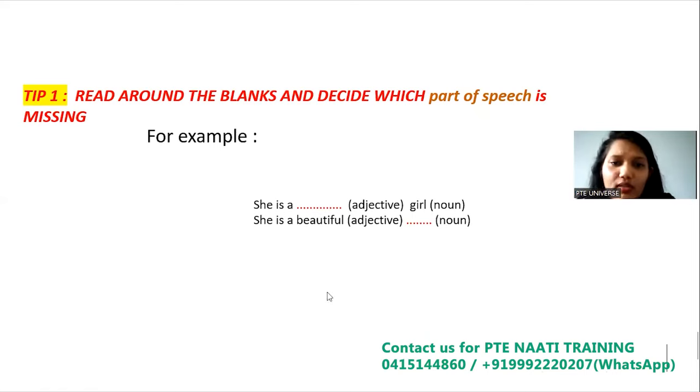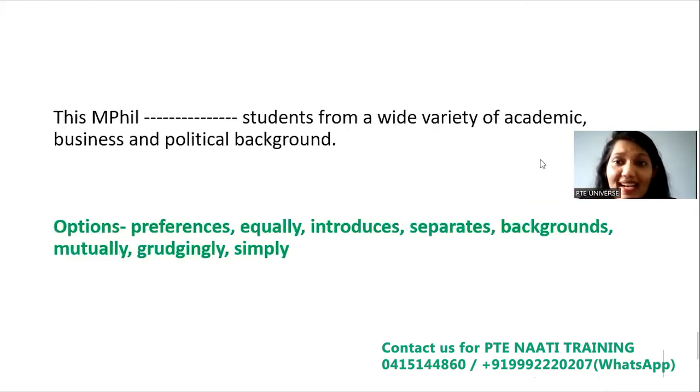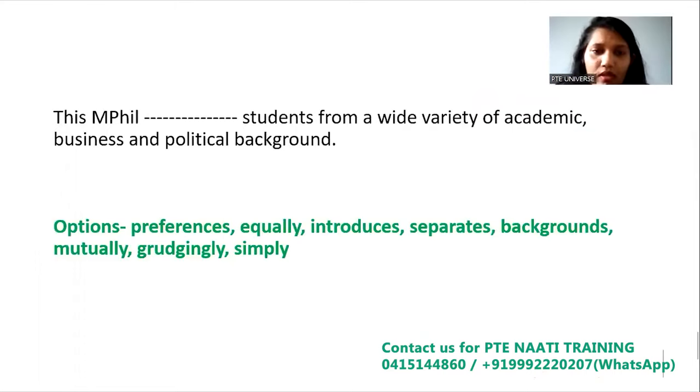She is a ___ girl. Now you see, before a noun, an adjective comes. So instead of looking for all the options, we just need to look for an adjective. She is a beautiful girl. Now after an adjective, a noun will come, and vice versa, so you just need to look for a noun. So simple tip number 1, I'm repeating: read around the blank and decide which part of speech is missing. Let's understand this with a question.